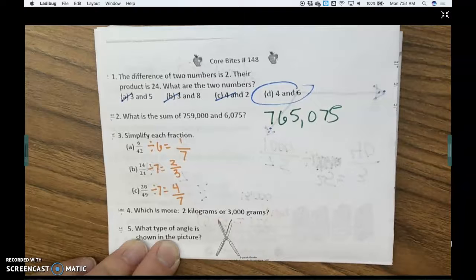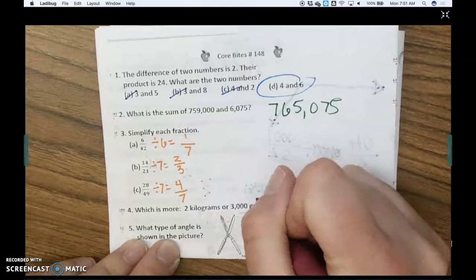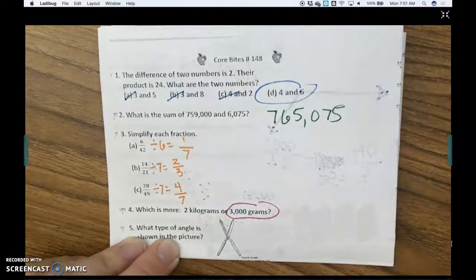For number 4, which one is more? We're doing measurement, 2 kilograms or 3,000 grams. So the answer is actually 3,000 grams is more.